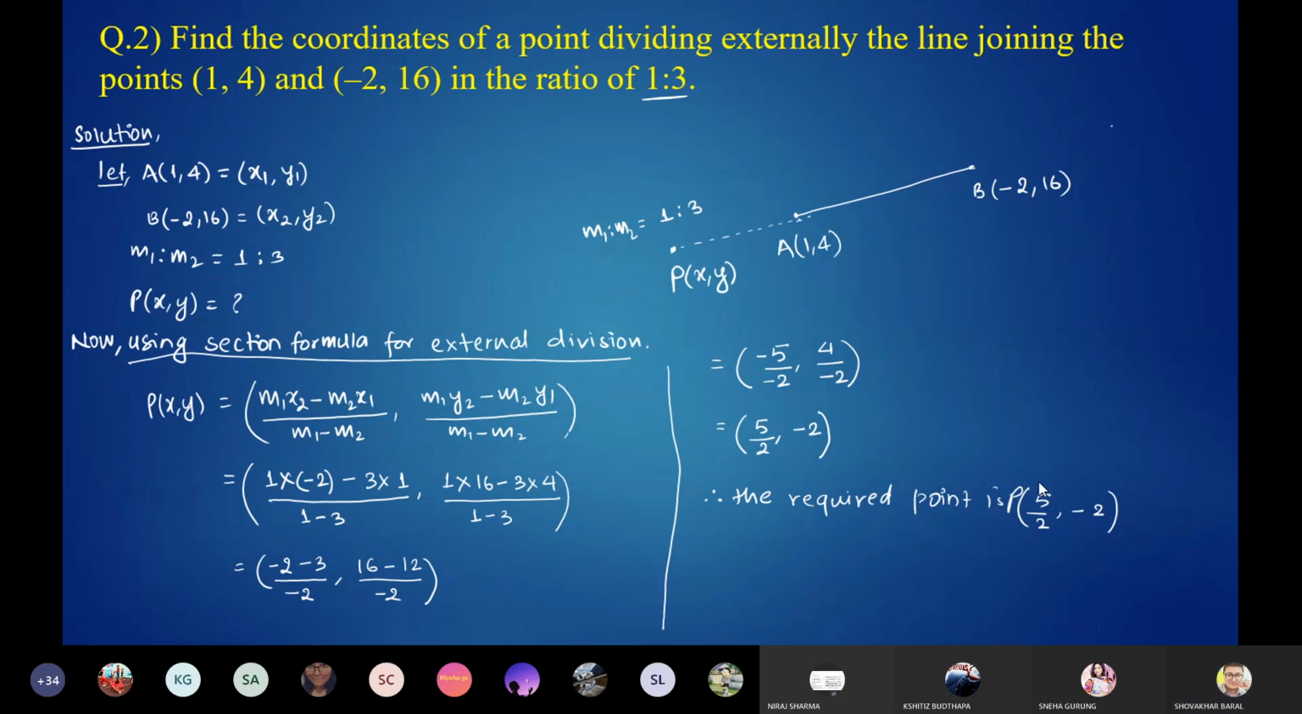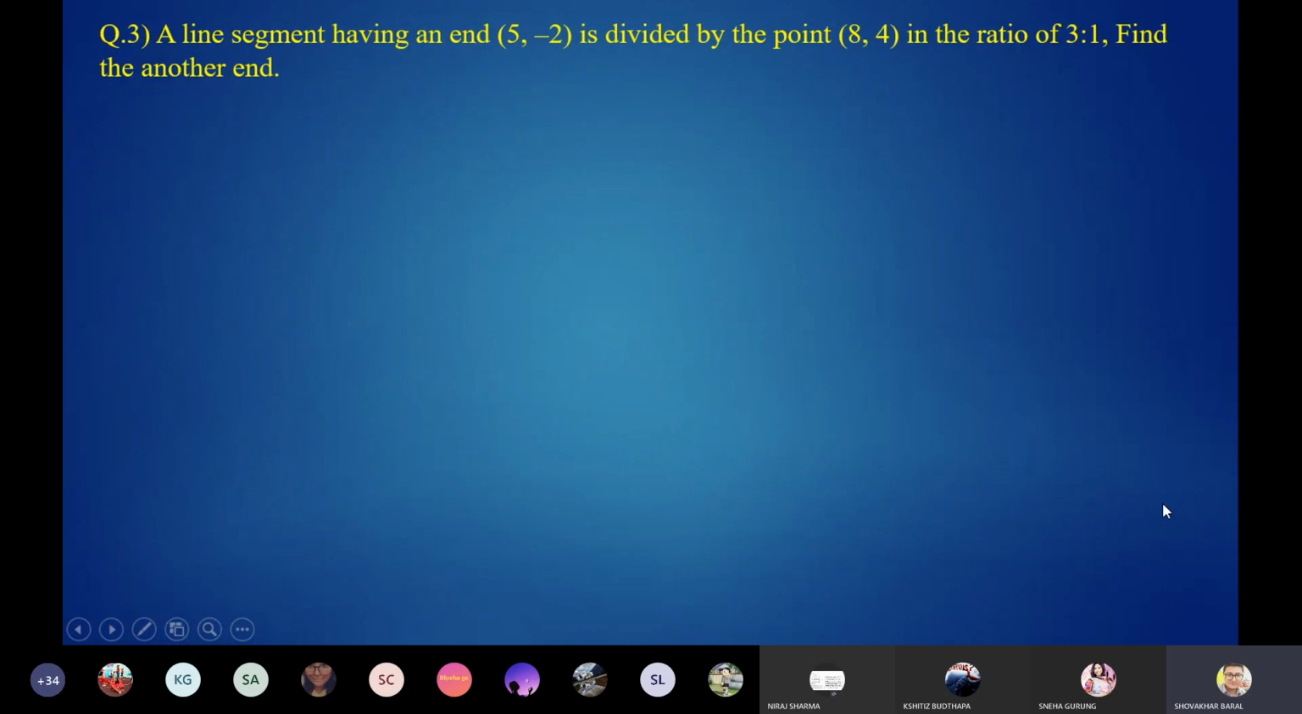Please copy it fast. Okay, I hope you have copied it. Please let me know if you have not copied. Do it fast, please. Let's go to the next question. Okay, write this question. A line segment having an endpoint 5 comma minus 2.